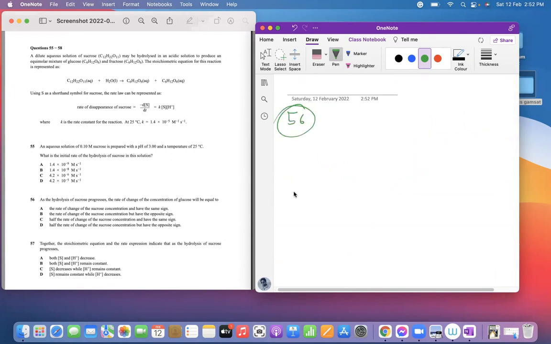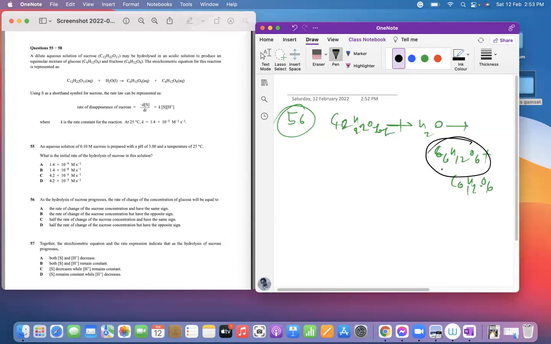Look at question number 56. I can read the line: as the hydrolysis of sucrose progresses, this is your reaction, C12H22O11 plus H2O gives C6H12O6 plus C6H12O6. Now listen, as hydrolysis of sucrose progresses, the rate of change of concentration of glucose will be equal to what? The rate of change of glucose is equal to the sucrose. What should be the answer? Tell me.